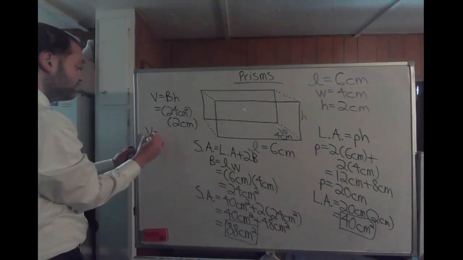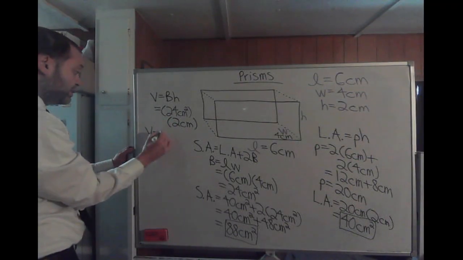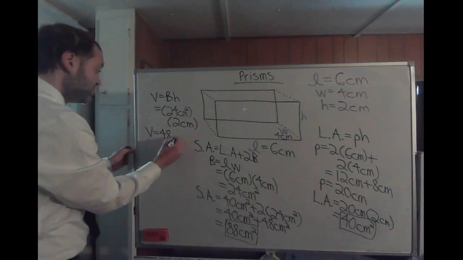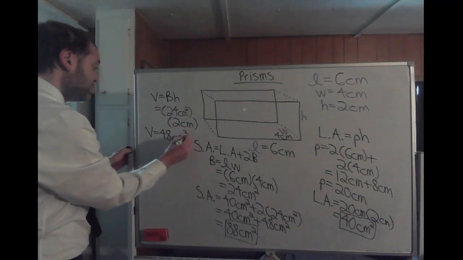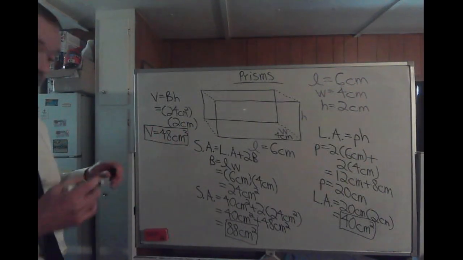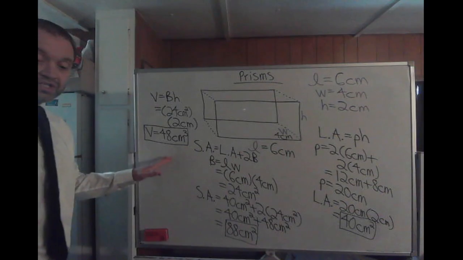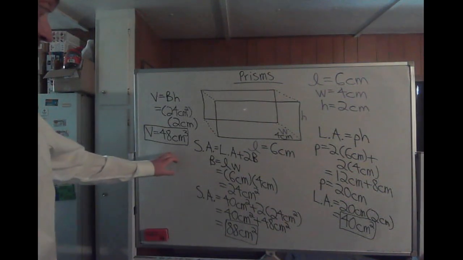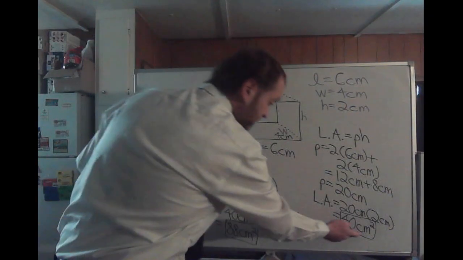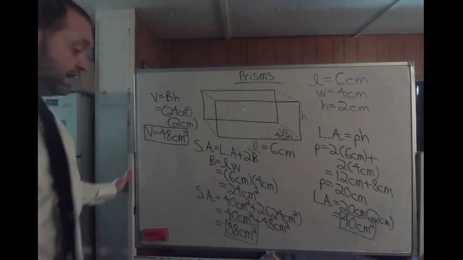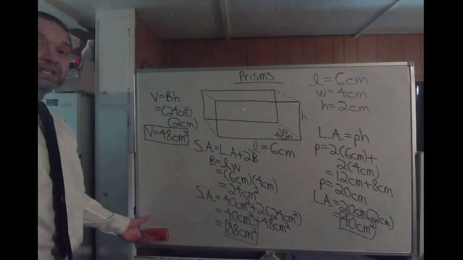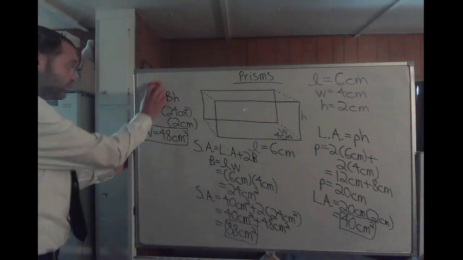So you'll get a volume of, what's 24 times 2? That's 48. And then centimeters squared times centimeters, that's cubic centimeters. So the volume of this prism would be 48 cubic centimeters. So volume is always measured in cubic units. So you got a lateral area for the prism of 40 square centimeters, a surface area of 88 square centimeters, and then a volume of 48 cubic centimeters. And I got some more examples here.